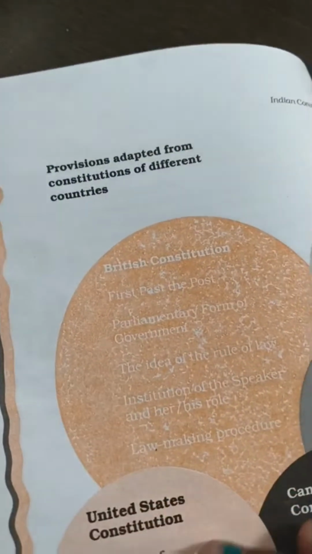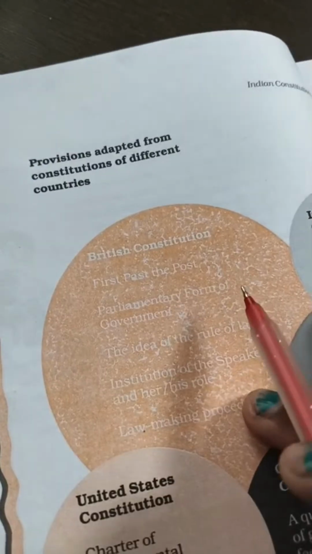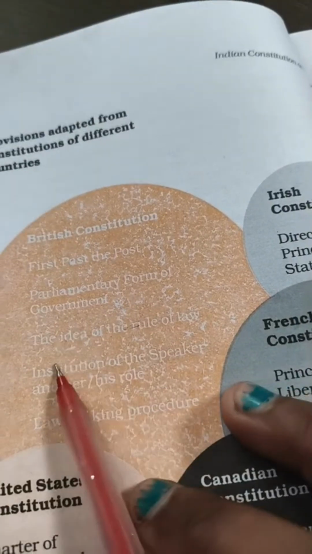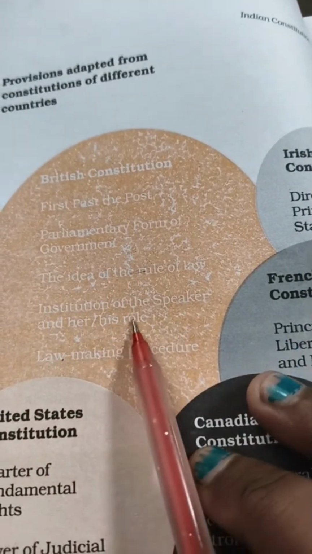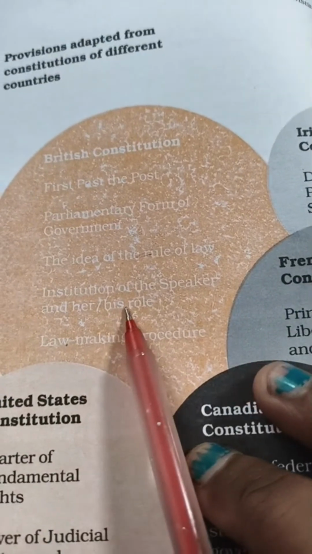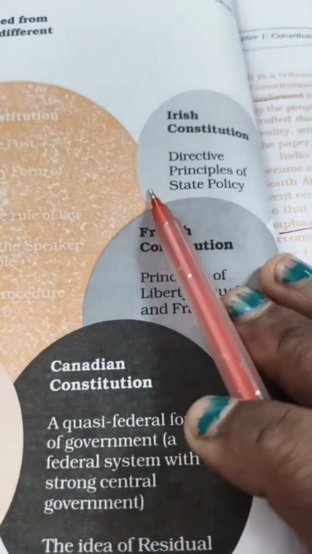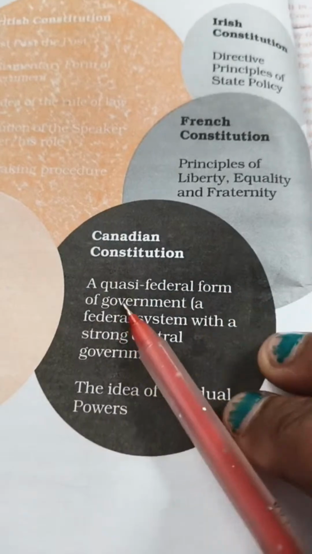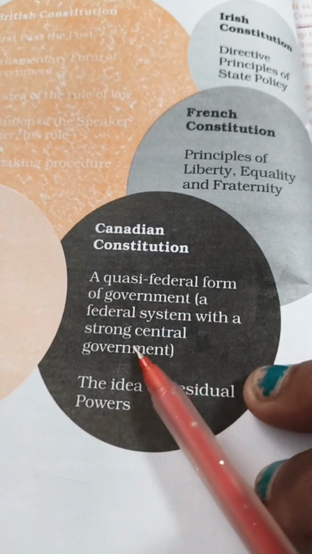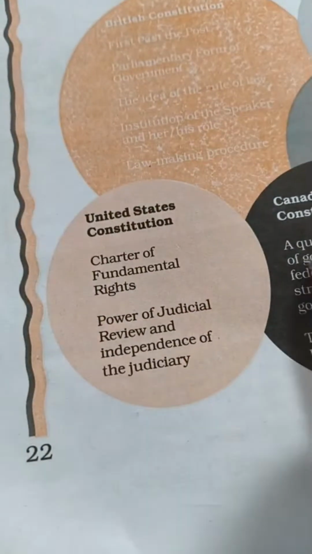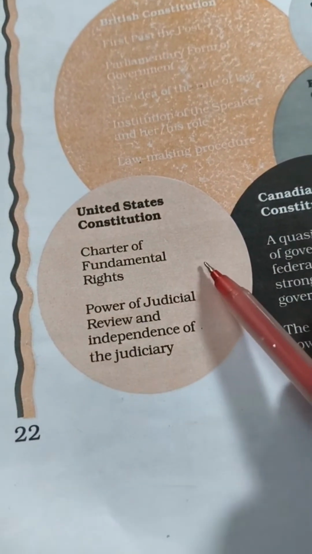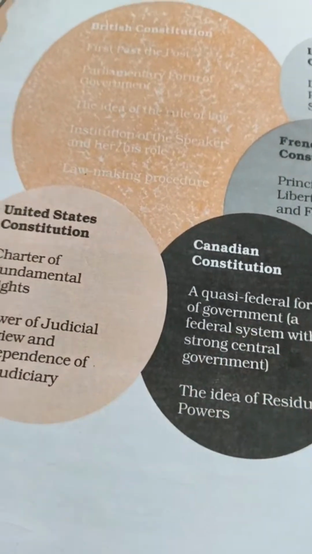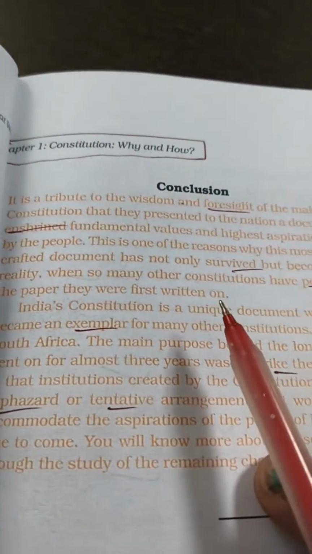In the Constituent Assembly, here are provisions adapted from the constitutions of the different countries. So let's see. British Constitution: first past the post, parliamentary form of the government, and the idea of the rule of law, institutions of the speaker and her or his role, and law-making procedure. Irish Constitution: directive principles of state policy. French Constitution: principles of liberty, equality, and fraternity. Canadian Constitution: a quasi-federal form of government, a federal system with a strong central government and the idea of residual powers. United States Constitution: Charter of Fundamental Rights, power of judicial review, and independence of the judiciary.